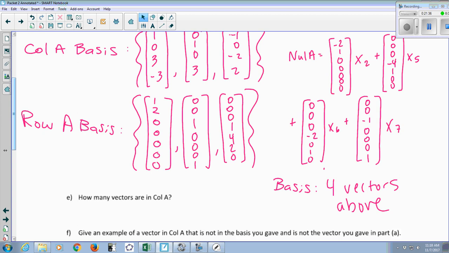All right, how many vectors are in the column space of A? Not its basis, but the whole column space. Infinite. Yeah, because it's a set of all linear combinations of the columns of A. The number of scalars you can choose to put on as weights is infinite, so you get infinite combinations.